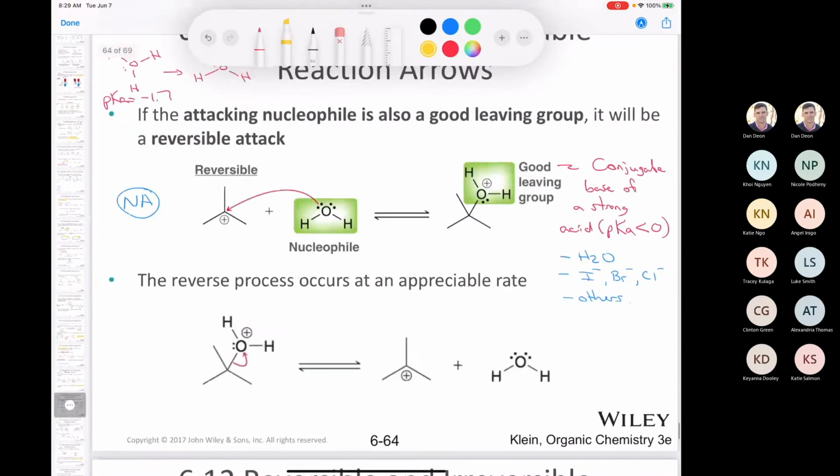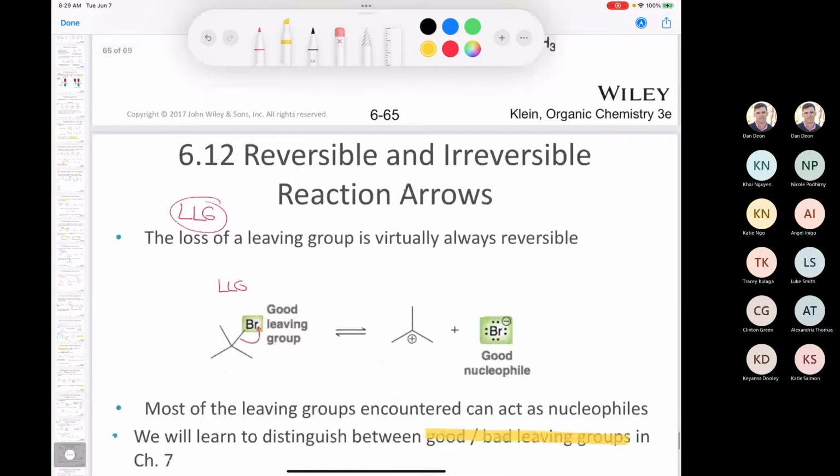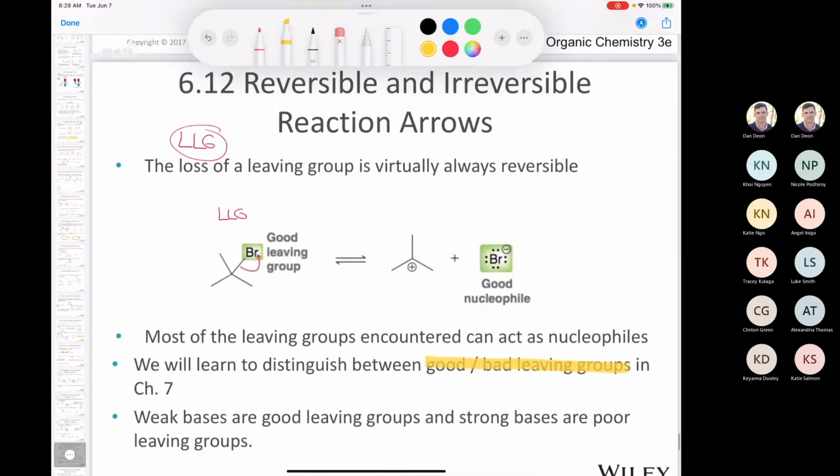Sorry, I'm getting ahead of myself here. We were talking about good leaving groups here, so I'm not getting that far ahead of myself. Anyhow, we were talking about good and bad leaving groups already, and we're going to talk about this in even more depth in Chapter 7.